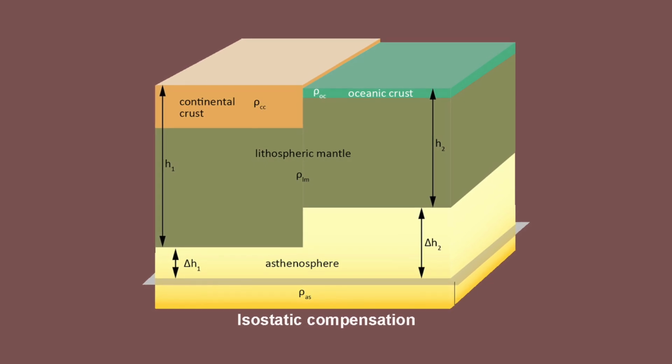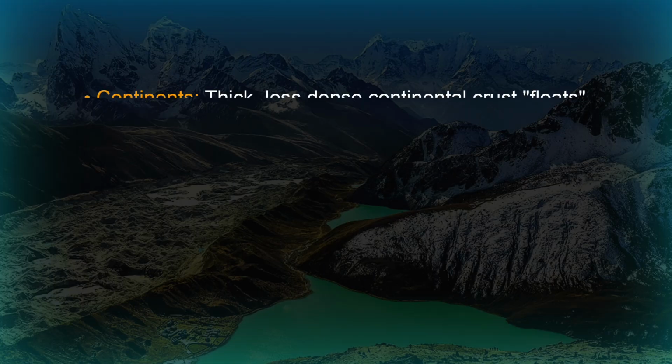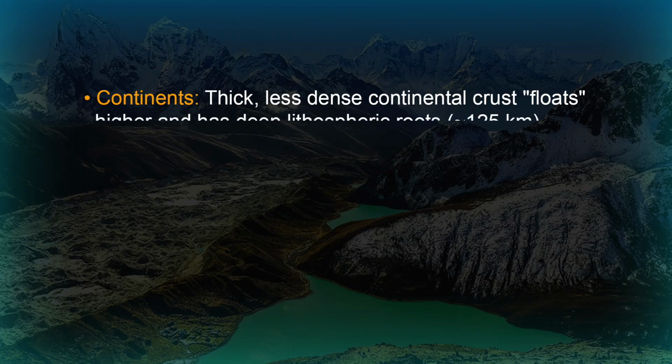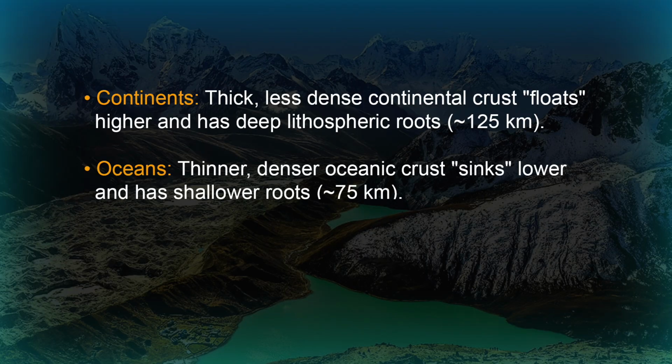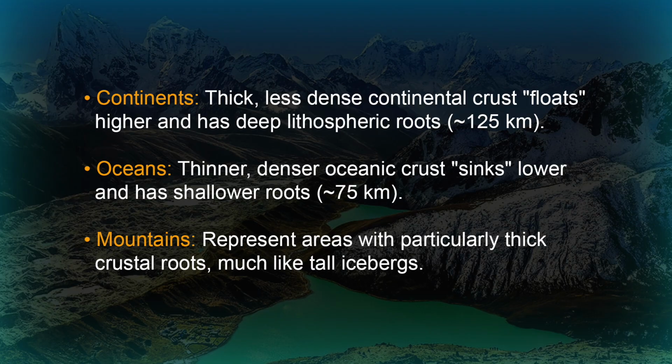in lithospheric thickness. If you look at the continents, thick, less dense continental crust floats higher and has deep lithospheric roots, approximately 125 kilometers, whereas oceans have thinner, denser oceanic crust which sinks lower and has shallow roots, nearly 75 kilometers. Mountains represent areas with particularly thick crustal roots, much like tall icebergs.